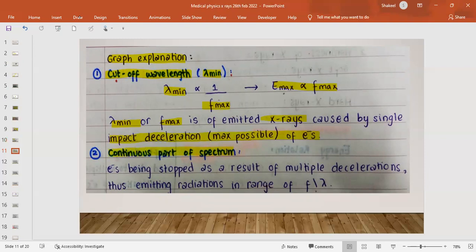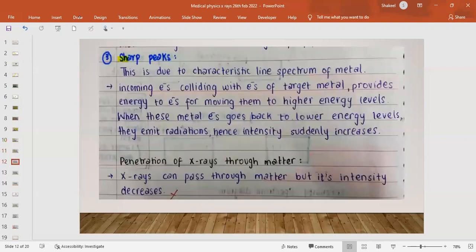Number two is the continuous part of the spectrum: electrons are stopped as a result of multiple decelerations, thus emitting radiation in a range of frequencies and wavelengths. Number three are the sharp peaks. This is due to the characteristic line spectrum of the metal. Incoming electrons collide with electrons of the target metal, providing energy to move them to higher energy levels. When these metal electrons go back to a lower energy level, they emit radiation, hence the intensity signal increases.